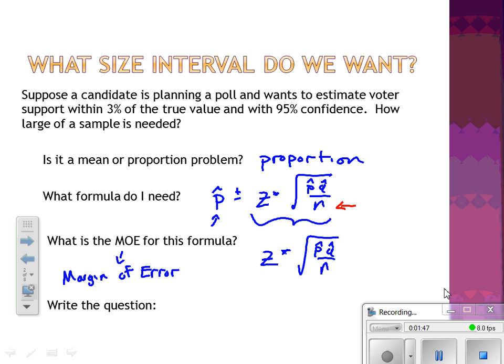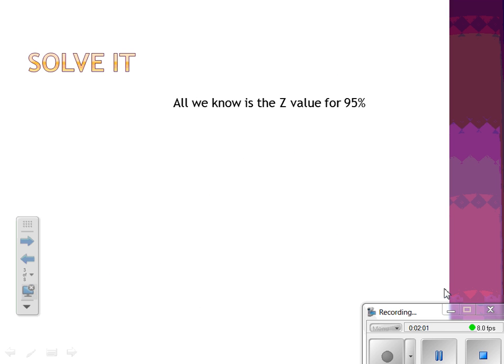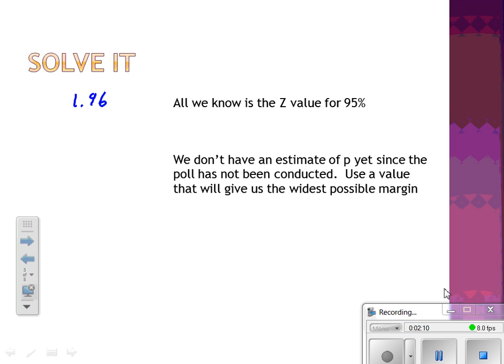So in this question, we want to be within 3%. So we want our margin of error to be 3%. We're going to plug in what we know and go ahead and solve it. All we know right now is the z value for 95%, and that's 1.96, or 2 if you'd like to use it.